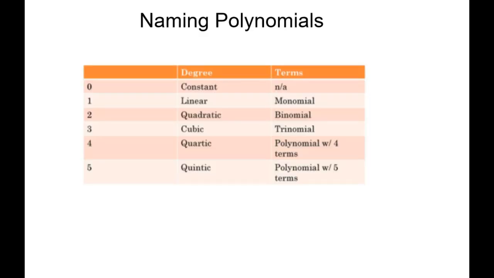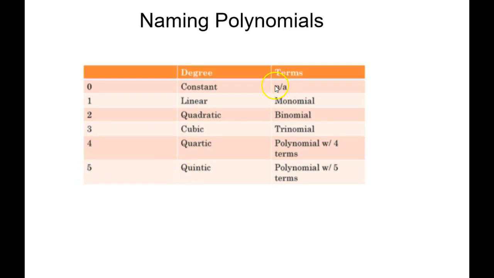Now we're going to talk about naming polynomials. So we're going to name it by the degree, which is referring to the highest exponent power on a variable, and then also by the number of terms. If the degree is 0, we call it a constant. If the degree is 1, it's linear, functions we've talked about in the past. Degree 2, quadratic, functions we've talked about in the past. 3 is going to be cubic. Degree 4 is quartic. Degree 5 is quintic.